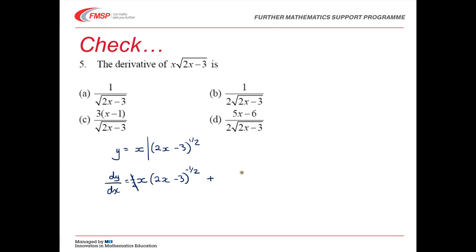Plus, write the second and differentiate the first, which is just 1, so that's nice and easy. Okay, now tidying this up so it looks like one of those things that we've got as options. I clearly need a new denominator of (2x minus 3) to the half. So let's do that.